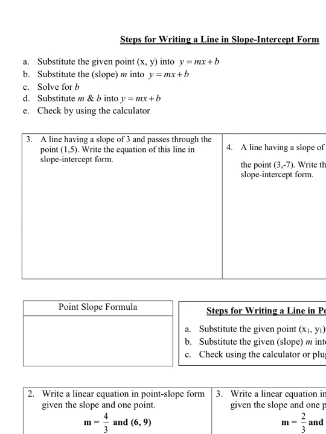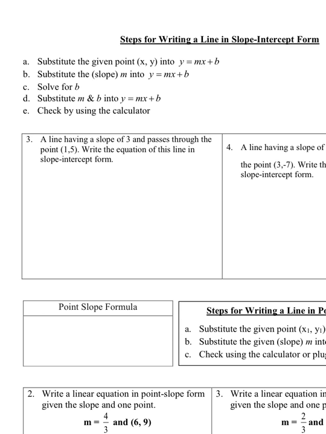Okay, so if you flip the page, we're going to take a look at writing out slope-intercept form given different things. So sometimes you might not always just be given the slope and the y-intercept. That would be too easy sometimes. So sometimes you'll be given something else. So at the top here, I've got a couple steps for writing a line in slope-intercept form.